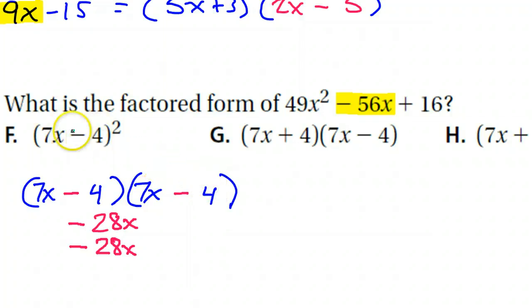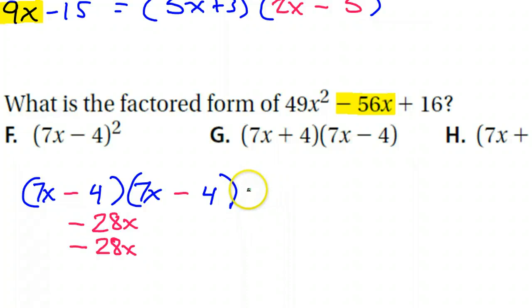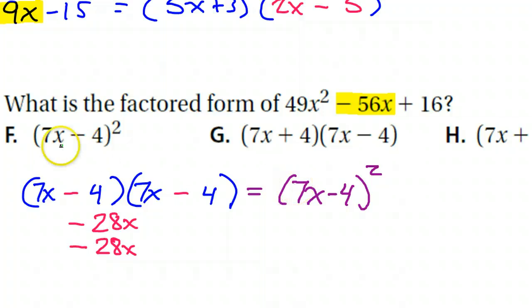I'm seeing that right here in option F, because 7x minus 4 times 7x minus 4 could be written as 7x minus 4 squared, since it's the same thing twice. So the answer is F.